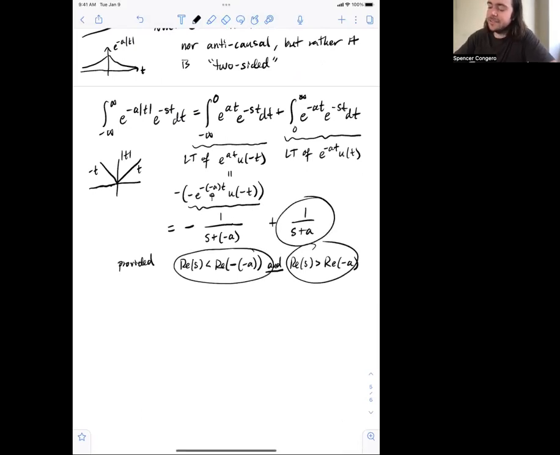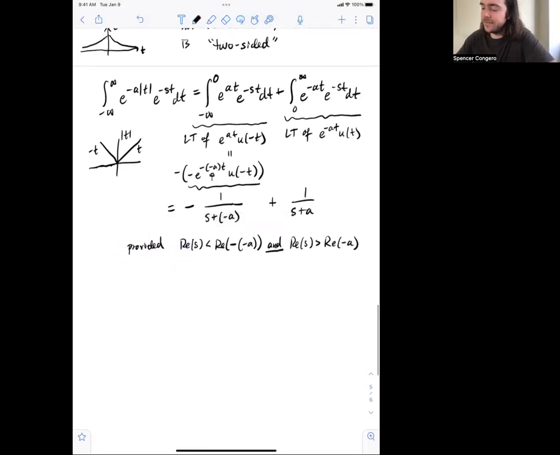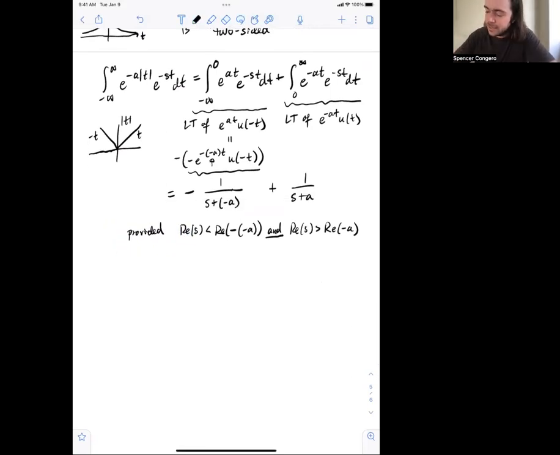And we need this condition to hold to make sure this part converges. We need both of them. So it's the intersection of those two regions that is going to be our new region of convergence for this combined function. Let me just simplify this condition on the left. This just means the real part of s has to be less than the real part of a. So I need both of those things to hold in order to get this expression.